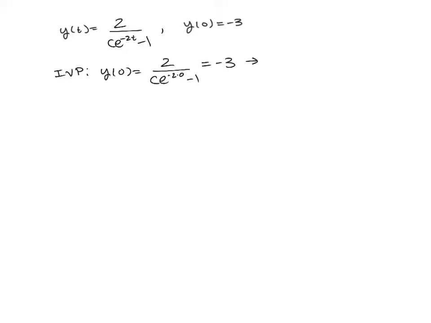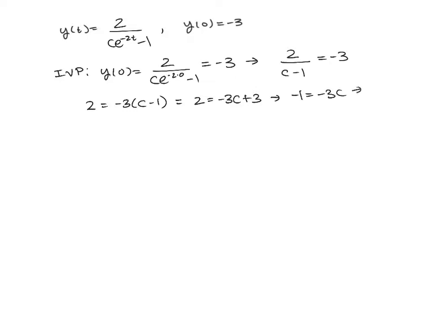Well, that simplifies down to just 2 over c minus 1 equals -3. And if we do a little bit of algebra, 2 is equal to -3 times c minus 1. We're going to get 2 is equal to -3c plus 3. And that makes -1 equal to -3c. So that makes c equal to 1/3.